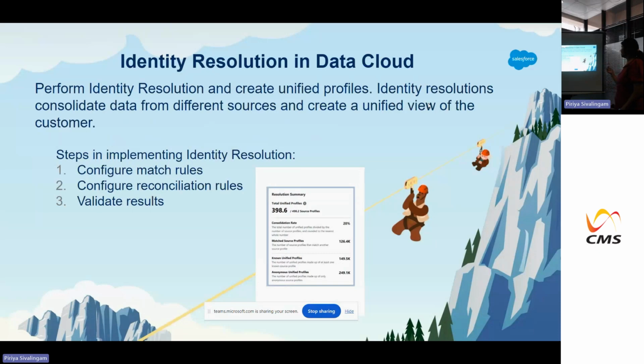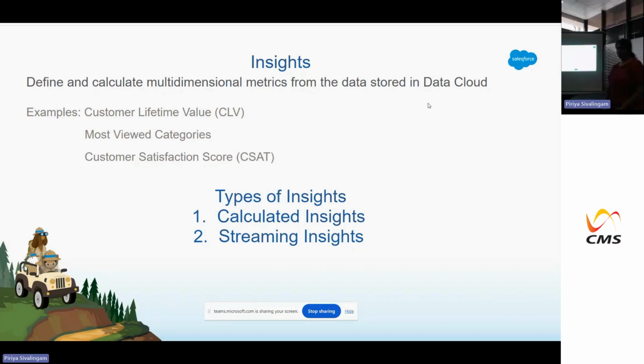The steps included in implementing the identity resolution rule sets are, first you need to configure the match rules, then configure the reconciliation rules. Once after successfully running the identity resolution rule sets, you can validate the results using the resolution summary. So now we have created the unified customer. So the next thing is to create useful information from the unified customer data. So there come in the insights.